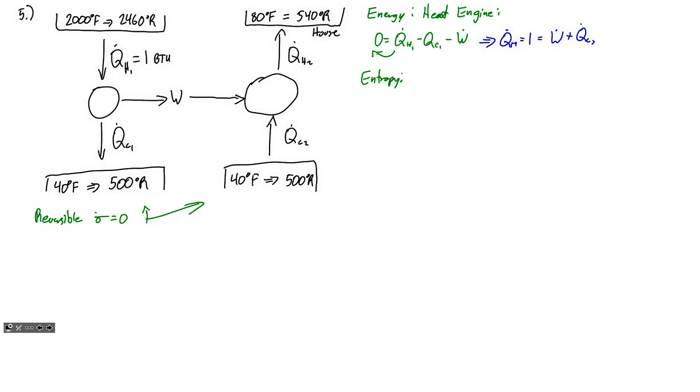Sigma dot. And again, I really want you guys to do this, so I'm going to do this at a top level. We're going to have QH1 over TH1 minus QC1 over TC1 plus sigma is equal to 0. Or, rearranged, QC1 is equal to TC over TH1 times QH.